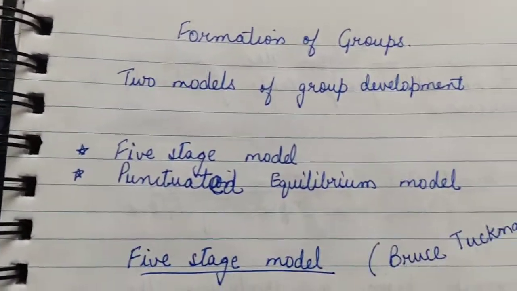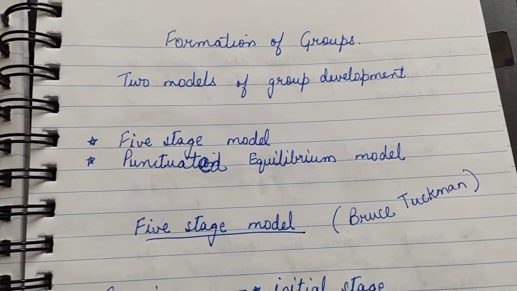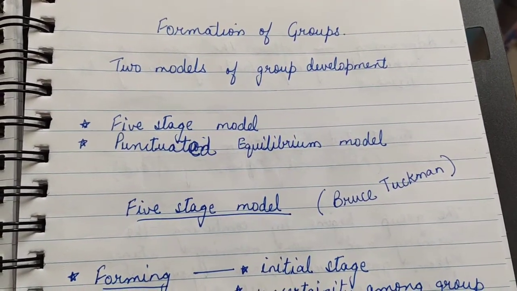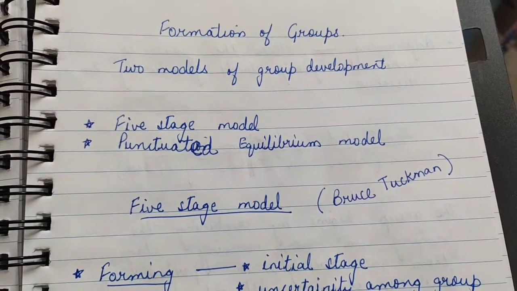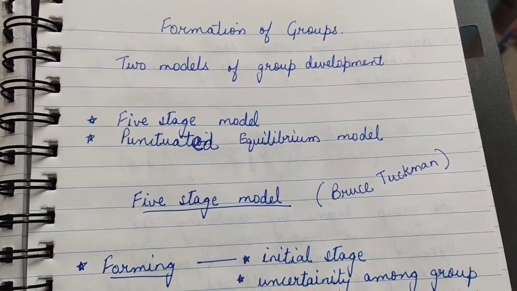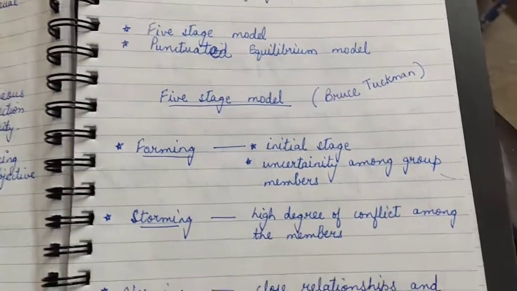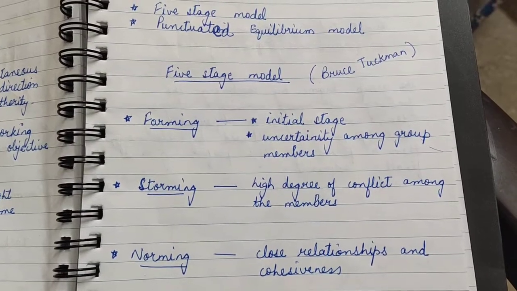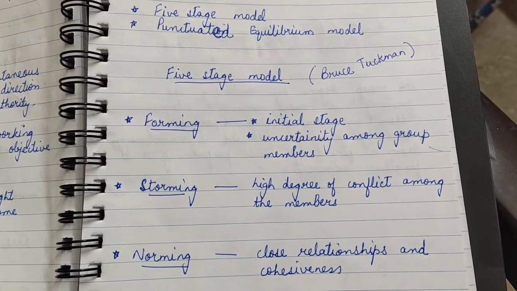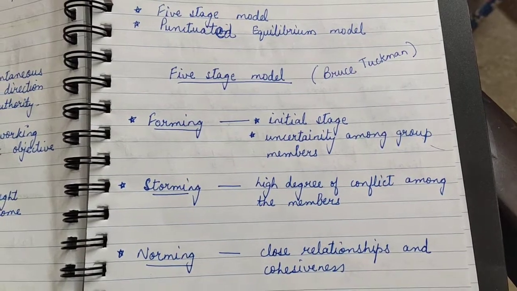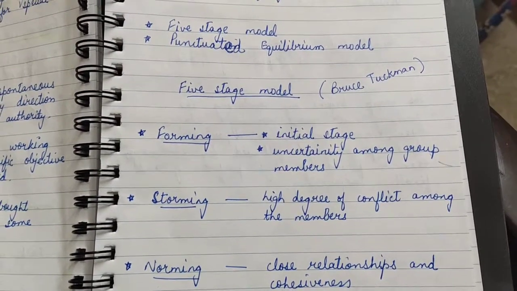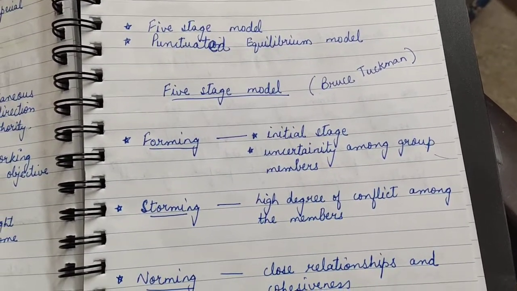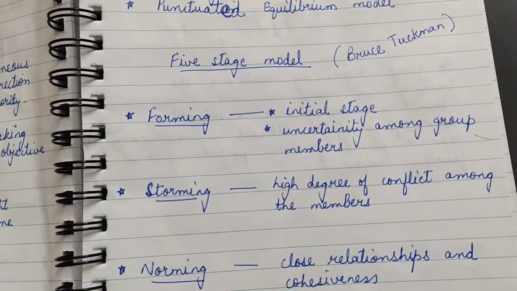Then comes formation of groups. In formation of groups, there are two models of group development. One is the 5-stage model, second is the punctuated equilibrium model. The 5-stage model was given by Bruce Tuckman. In this there are 5 stages. First is the forming stage, that's the initial stage. Everything is very uncertain here. Group members do not know each other. Obviously when you form a group, you would not know anybody in your group, so that's the initial stage. So everything is very uncertain about what will happen. So that's the forming stage.